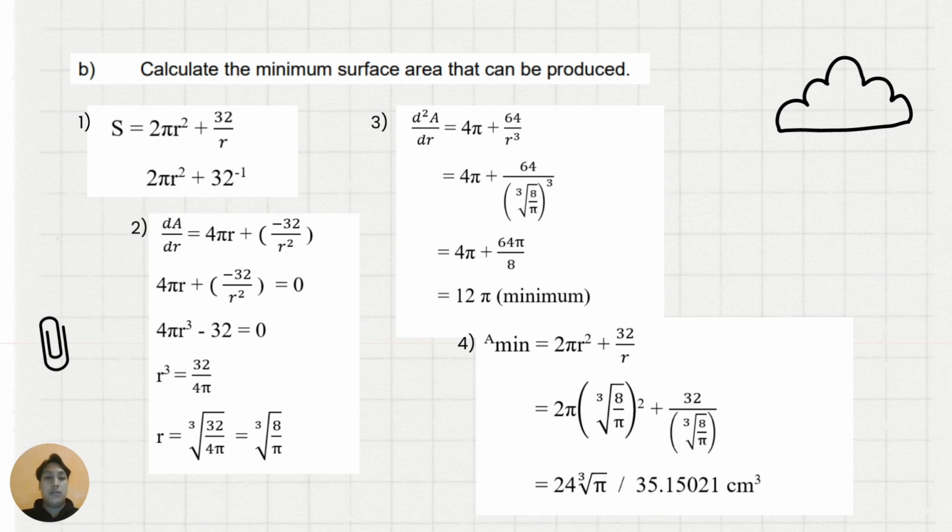So, we put the value of r into the equation S equal to 2 pi r squared plus 32 over r. So, r we substitute with the cube root of 8 over pi, and we got 24 cube root of pi, or 35.1521 square centimeters.